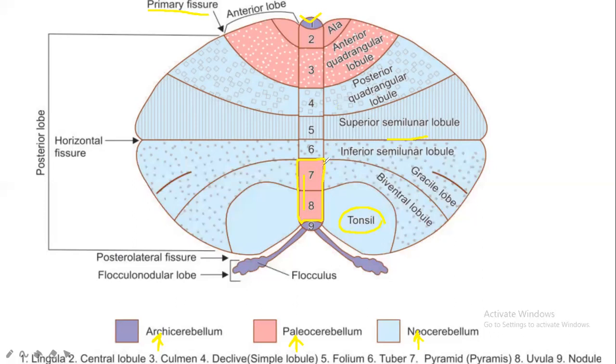And then we need to appreciate that the rest of the posterior lobe, except the pyramid and the uvula, is part of the neocerebellum that deals with coordination of movements. These ones, they'll deal with muscle tone. These ones, they deal with equilibration.